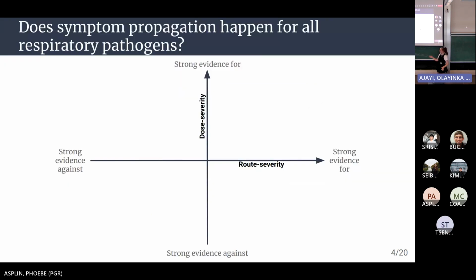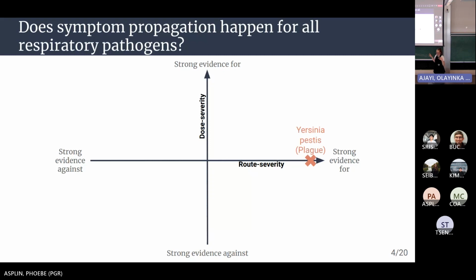So does this actually happen for all pathogens, or am I basically just making this up? The answer to that question is it depends. We have our 2 axes: this one is the dose-severity relationships, and this one is route-severity relationships. And all respiratory pathogens will lie somewhere in here.